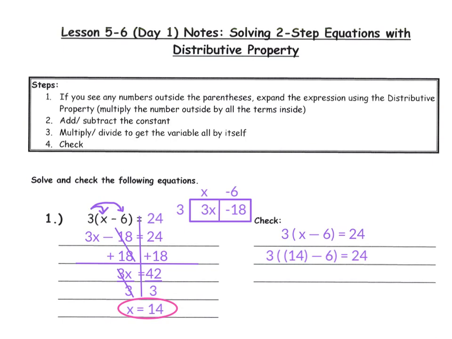So I want to see, does this work out? 3 and then in parentheses, and then I subbed in the 14 minus 6, does it equal 24? So order of operations would tell me to do the parentheses first, or we can put this right into our calculator to do the check.